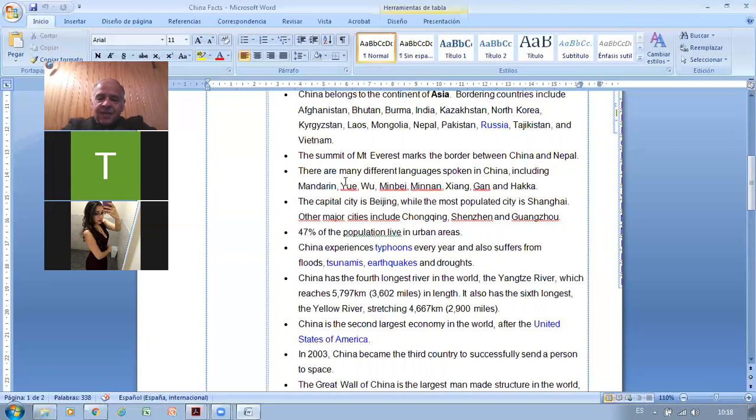47% of the population live in urban areas. Wait, Tiare. You say population. Population. Yeah. China experiences typhoons every year and also suffers from floods, tsunamis, earthquakes, and drought. Yeah, you can see that China has everything, okay? Typhoons, tsunamis, floods, earthquakes, and droughts.